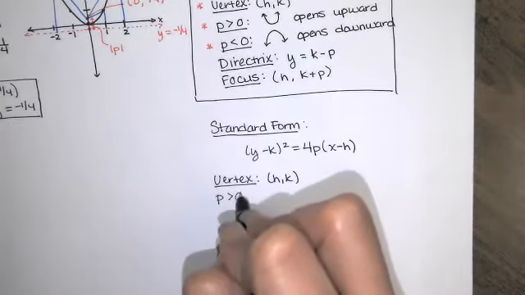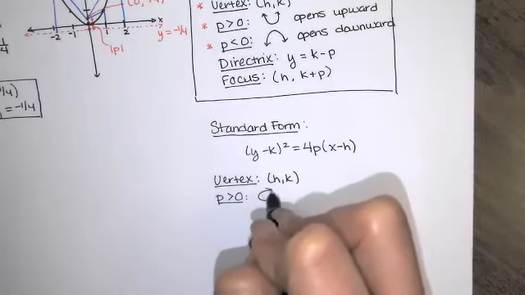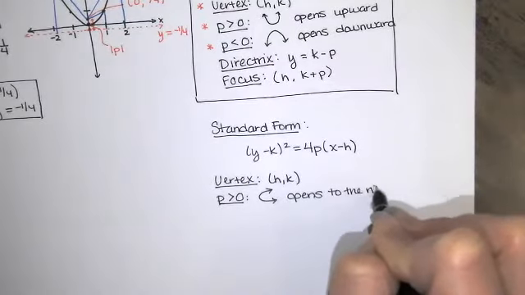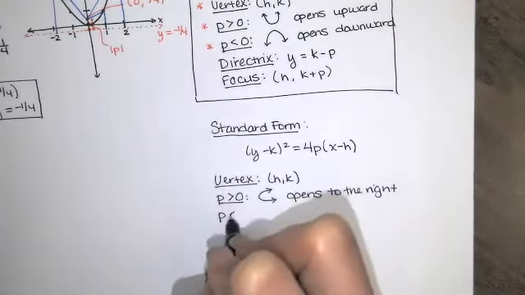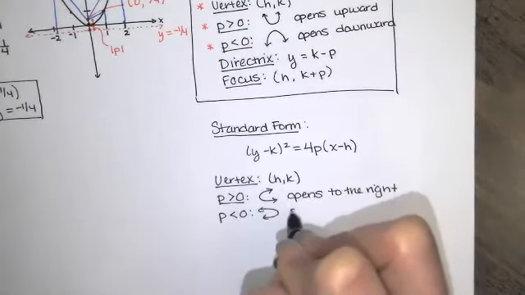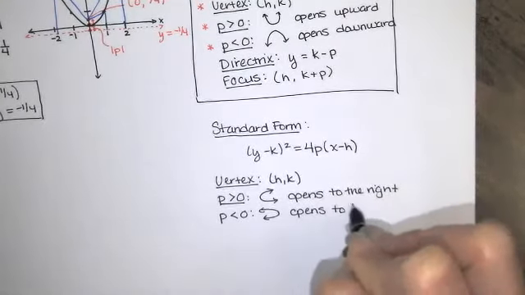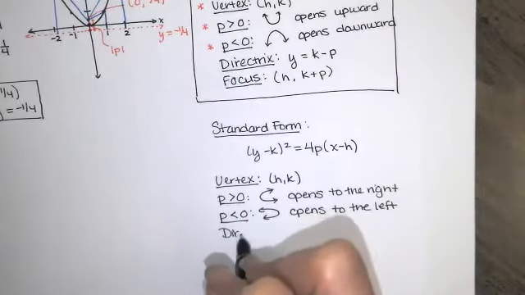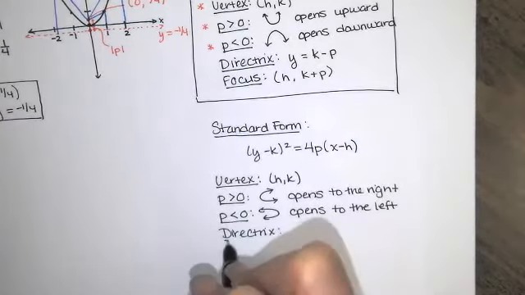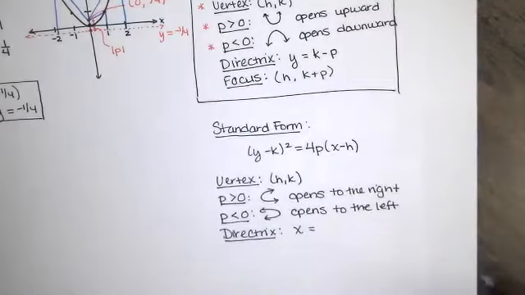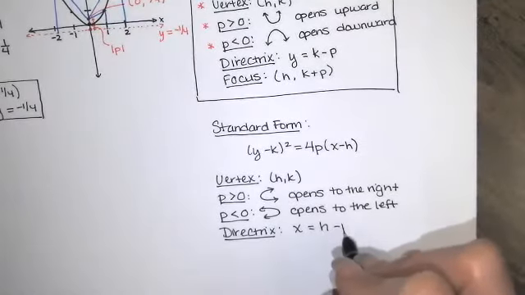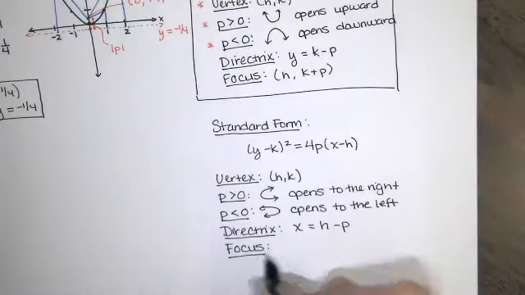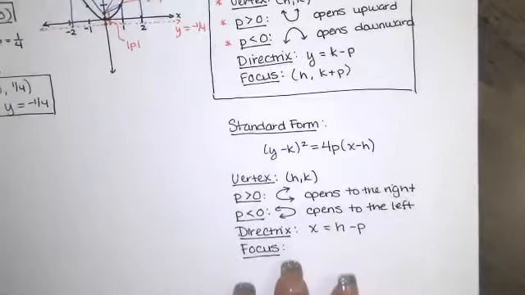In this case, if p is positive, our graph opens to the right. If p is negative, the graph opens to the left. And the directrix this time is a vertical line, x equals h minus p, and the focus, well, I'll come up with the equation for the focus in just a second.